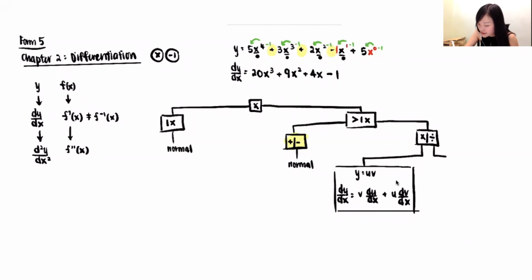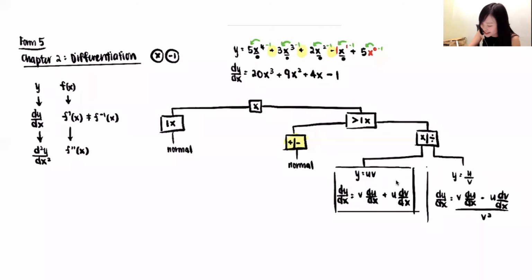Then when they have a divide relation, we will be using, very good Yixuan, U over V. So dy/dx equals v du/dx minus u dv/dx, all over v squared. Maybe you will ask me, teacher, do I need to memorize this formula? I'm sad to announce, yes, my dear. This formula is not provided in SPM, nor in your school exam. So you really need to memorize it, okay, my dear? So this too is a formula.